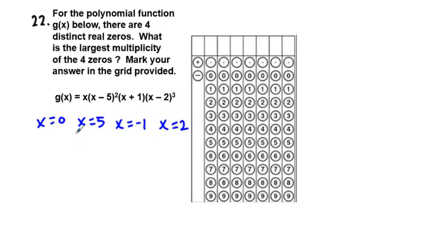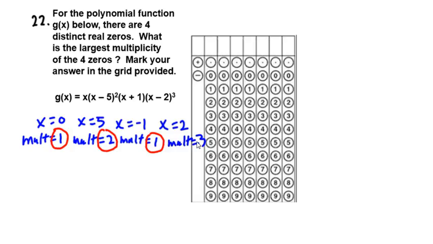As far as the multiplicity of the zeros, well, this zero at x occurs only once. So for this first one, x equals 0, the multiplicity is equal to 1. x equals 5, that's a multiplicity equal to 2. This x equals negative 1, that's a multiplicity equal to 1. And this x equals 2, we have x minus 2 to the third power, so this is going to be multiplicity equals 3. And we have these multiplicities I'm now circling in red: this 1 here, this 2, this 1, and this 3.